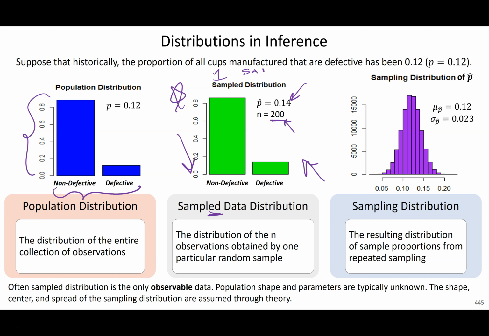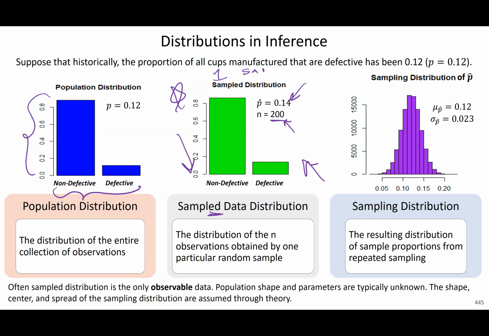You could have counts, but it's the idea that if I had all observations in the population, I could put them into a bar plot. This is a bar plot, absolutely, because each cup is either defective or not defective. It's one or the other. We're usually not lucky enough to know this distribution. We usually do not get to know what the population distribution will be.